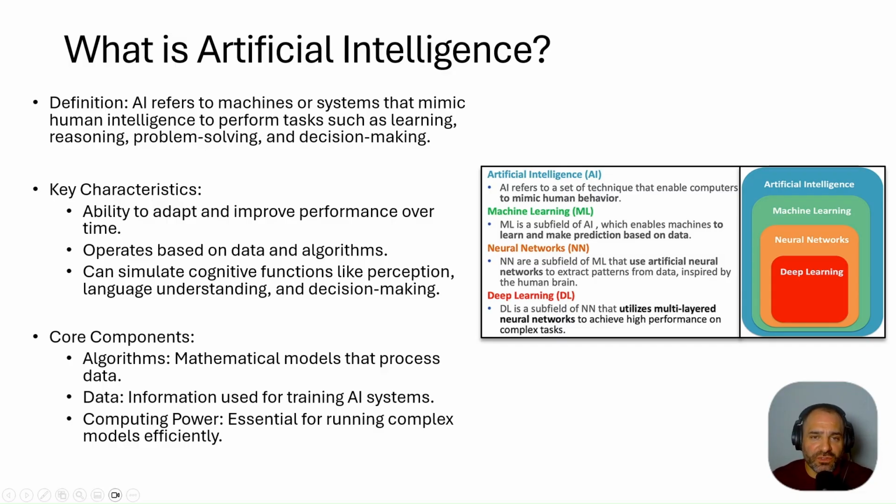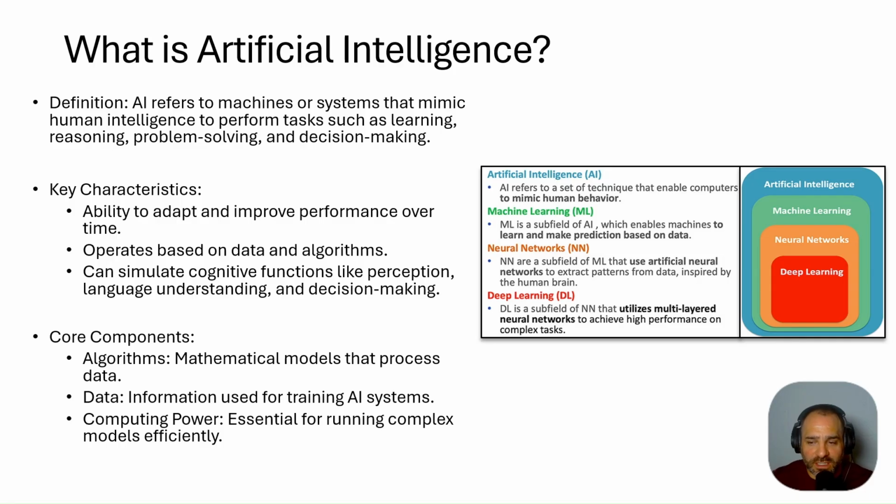So now jumping into this video, what is artificial intelligence? We have the definition: artificial intelligence refers to machines or systems that mimic human intelligence. They perform tasks such as learning, reasoning, problem solving, and decisions. But what does that even mean? Artificial intelligence is mimicking our human intelligence by probability. It's all ranked off of probability.